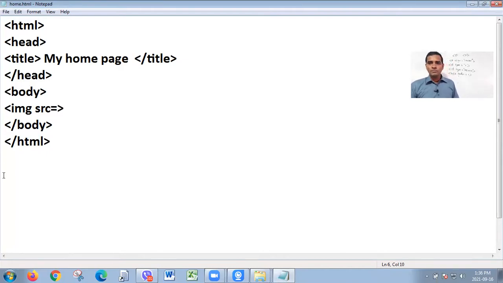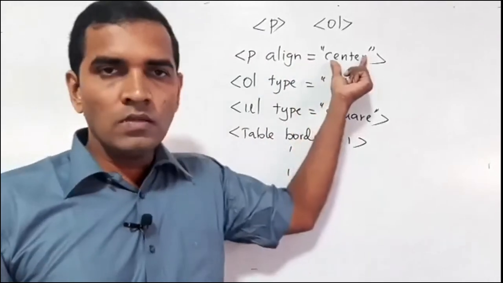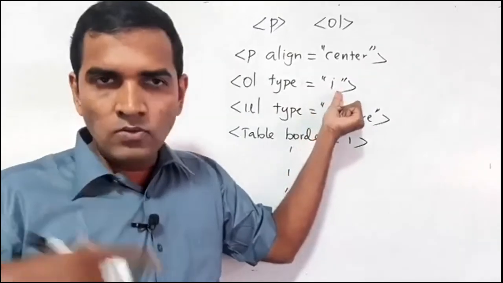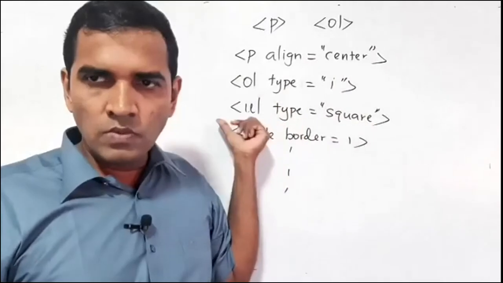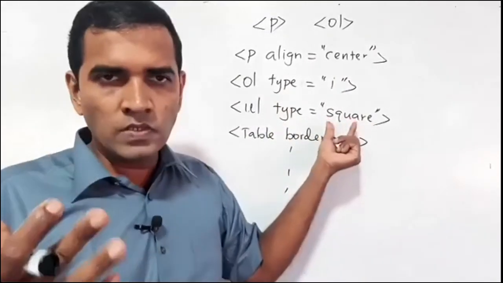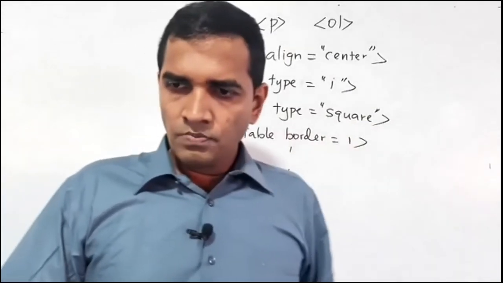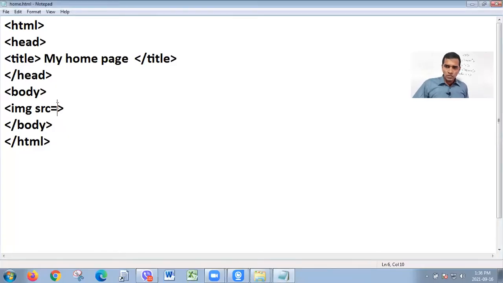Equal, the value. Here, from time to time we have various values. When it comes to align, the value is center. When it is type in OL, the values are Roman number I, small a, capital A. When it comes to UL type, here square, disc, circle. So things are different. Similarly, here, the source, the value must be the path for your image, right? Path for your image.